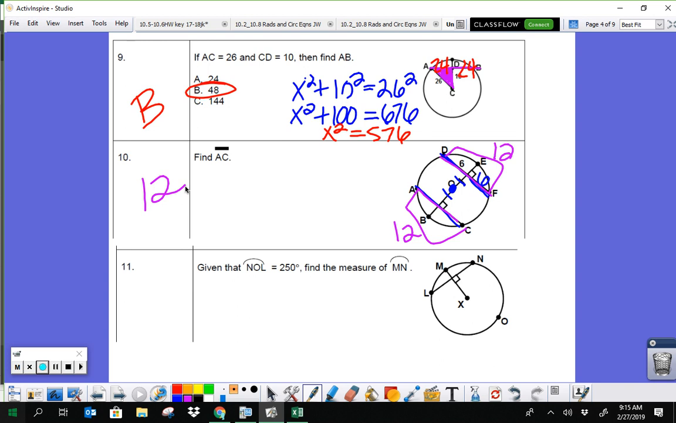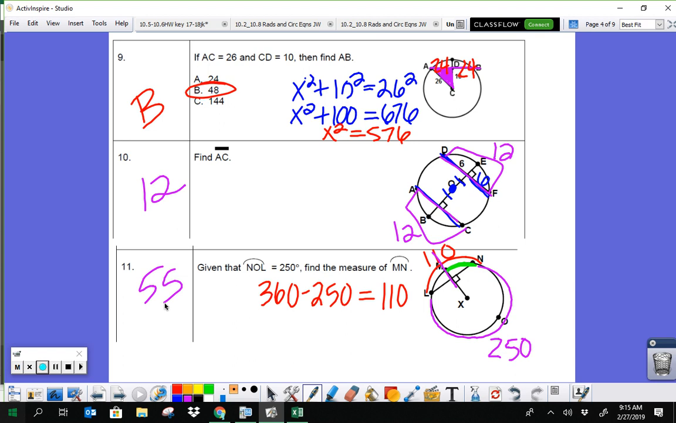Number 11, given that NOL, so arc NOL, this whole thing here is 250, find the measure of MN. So we're just finding the measure of this little piece. Okay, what I'm going to do first is find the measure of everything that's missing. So I'm going to do 360 minus 250, and that is going to get me 110. Okay, and what I know about that arc right there is that it's cut in half. And half of 110 is 55.